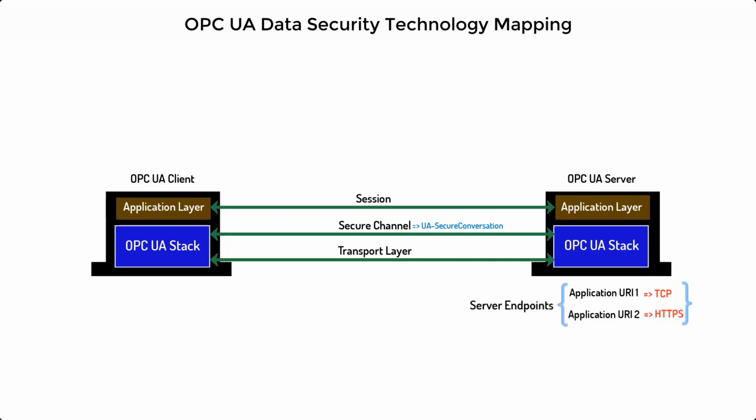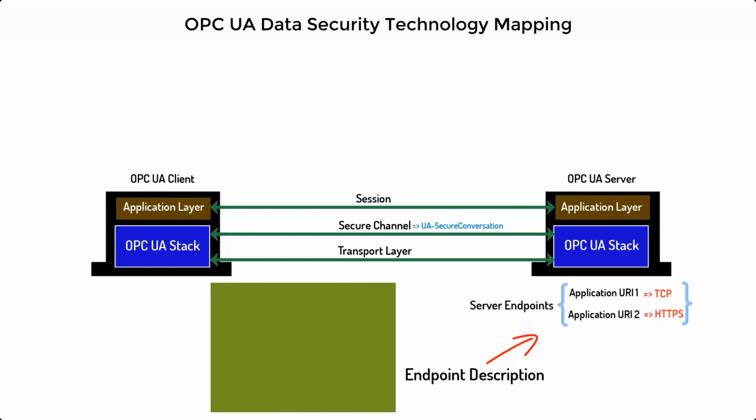So, to inform the client on what security protocols are required for an endpoint, the server includes that information in what is called an endpoint description. Specifically, an endpoint description would include its URL address, its security policy, which is a set of security algorithms that the server expects the client to use when encrypting messages. Examples of OPC UA server security policies are none, meaning that the client can send messages as clear text, RSA, and AES 256 for symmetric encryption.